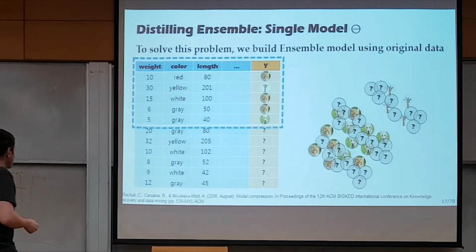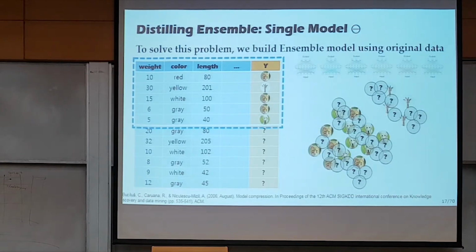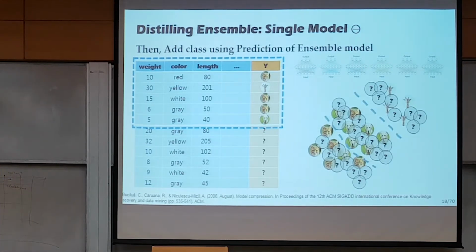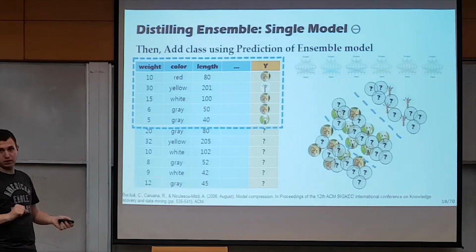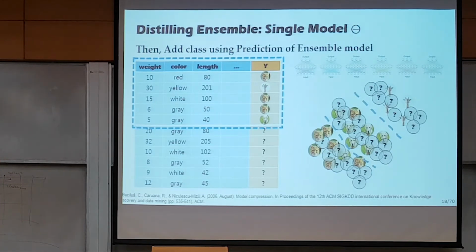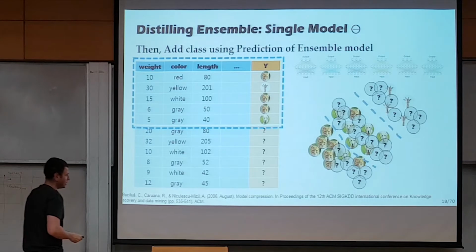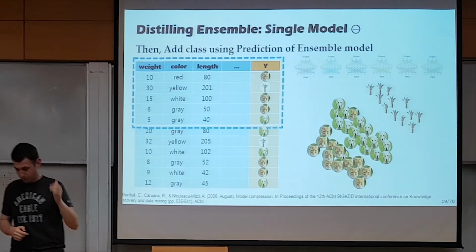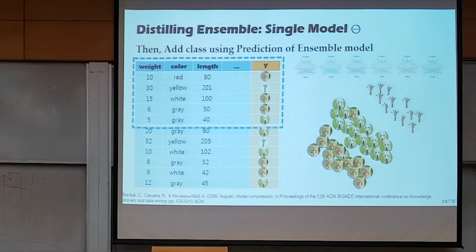Okay, so to solve this problem, we will build an ensemble model that will use the original data. This is our sample model. It will use the original data, and this way we will add classes using the prediction of the ensemble model. Take a look. We will take the classes that we predicted, and we will add them as synthetic samples to our model. So here we will add the cats, and here we will add the cats, and this way we will have more training samples, only by using ensembles.